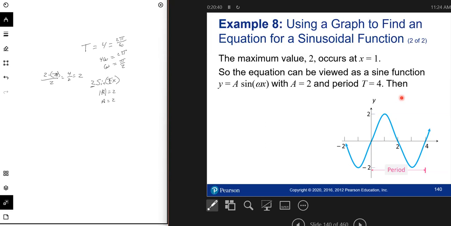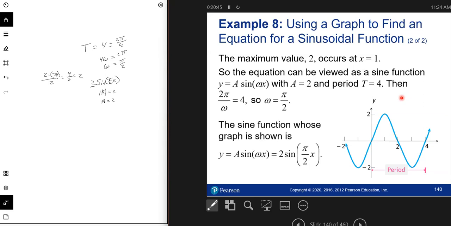And then they're trying to find omega. And they found it the same way I did. You set 2 pi over omega equal to 4, and then solve for omega. And we get omega is half a pi. And then you just plug the numbers in appropriately to get this equation or this expression.